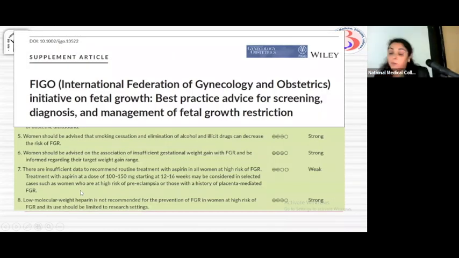And a word about Ecosprin, as ma'am has pointed out earlier, this is a consensus that has come up very recently, which says that if you look at point number 7, there is still insufficient data to recommend routine treatment with aspirin in all women at high risk of FGR. However, it may be considered in selected cases, such as women at high risk of preeclampsia or those with a history of placenta-mediated FGR. In those cases, we can give low-dose aspirin.